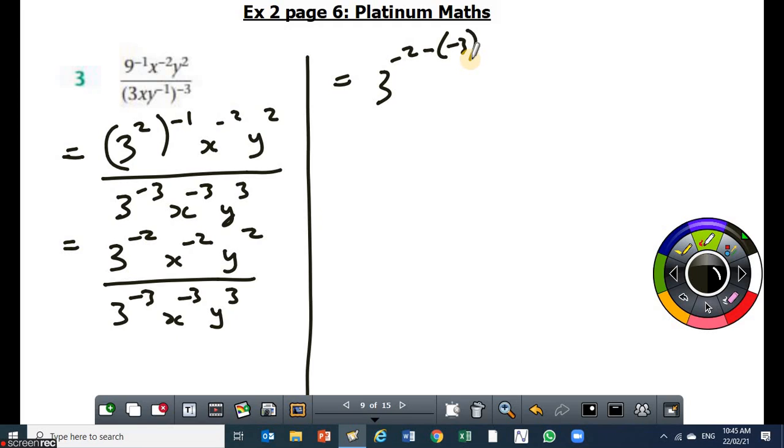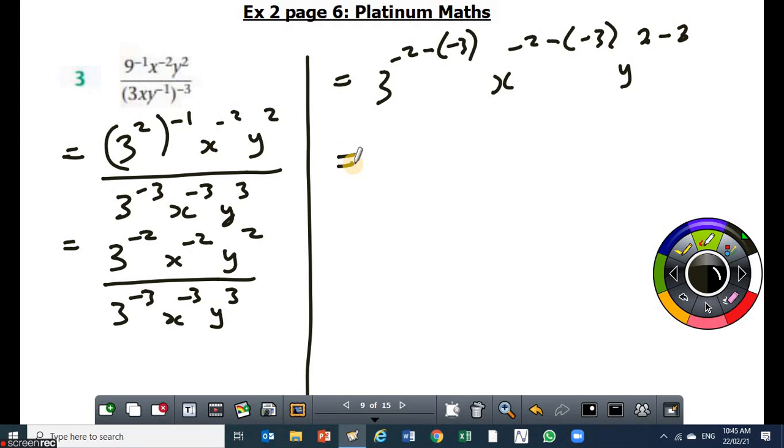Then I've got x. The exponent of the top one is minus 2. The one which is part of the denominator is minus 3. So it will be minus, minus 3. Then I'll put my y. I've got y squared there. This is y cubed. So that will be y to the power of 2 minus 3. If you do it this way, you never go wrong.